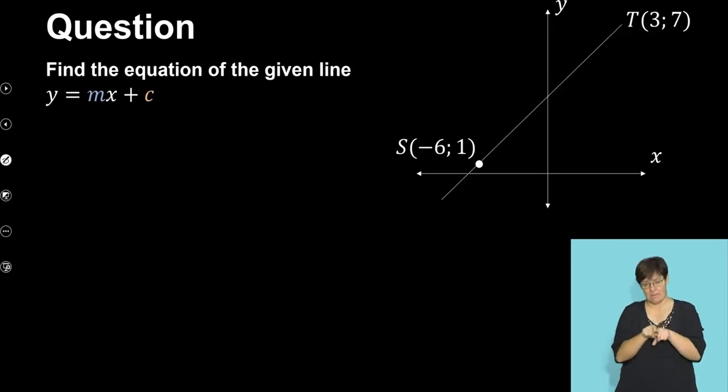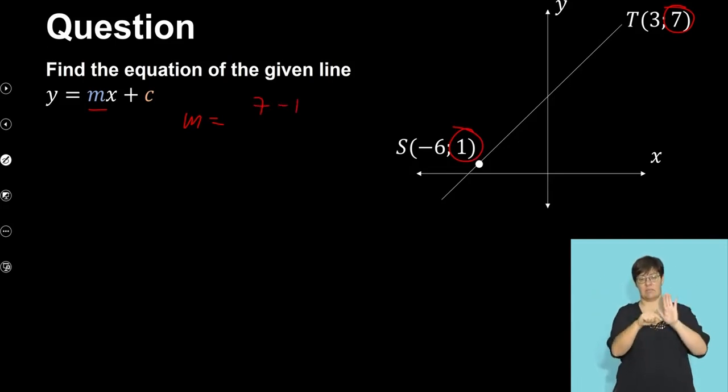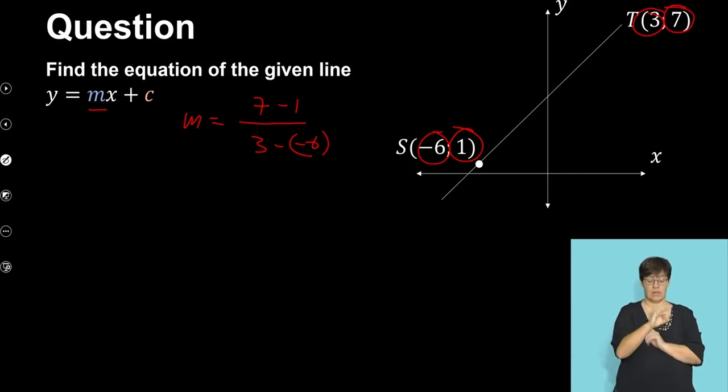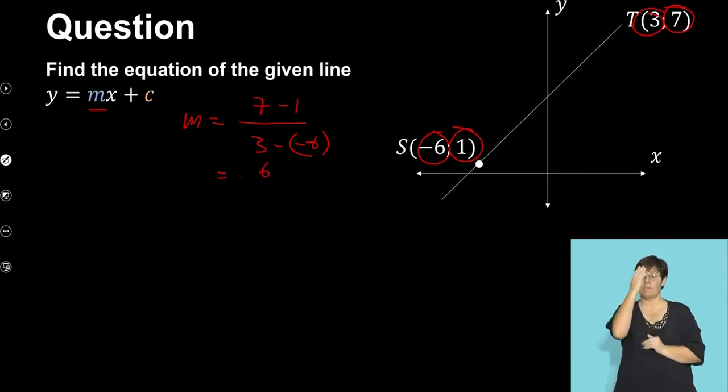Now, here I can go calculate m. How am I going to calculate m? Well, I'm going to use my gradient formula and I'm going to go y minus y, so 7 minus 1, and x minus x, 3 minus 6. Again, when I subtract something that's negative, I do that in brackets. What I end up with at the top is 6. At the bottom, 3 minus minus becomes positive, so it's going to be 3 plus 6, which is 9. And so I know that my gradient is 2 over 3. And so I've found the first part of my equation.